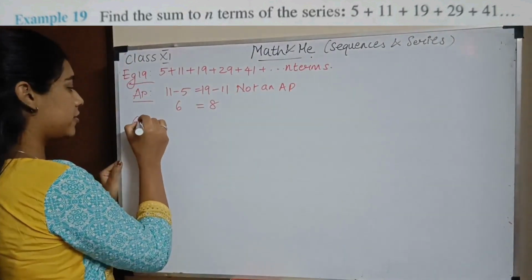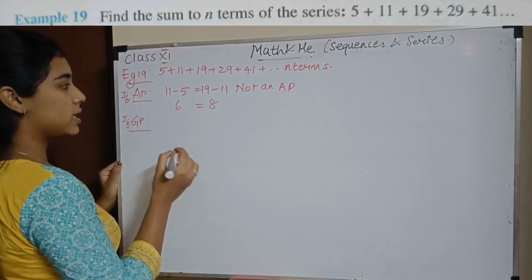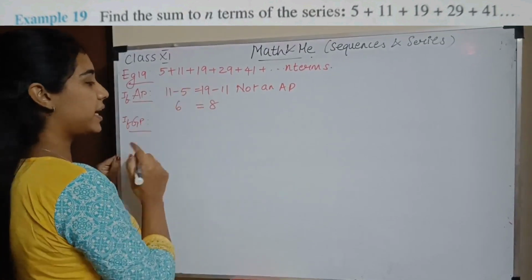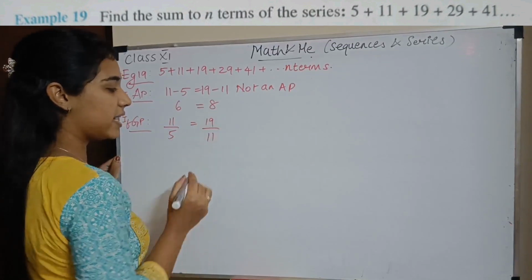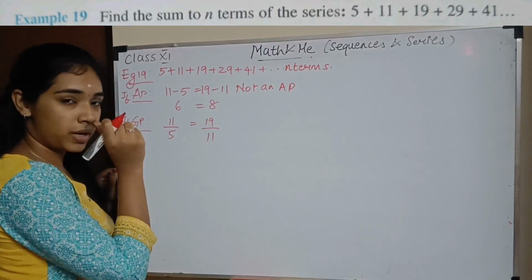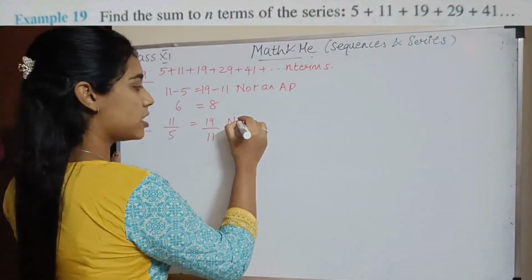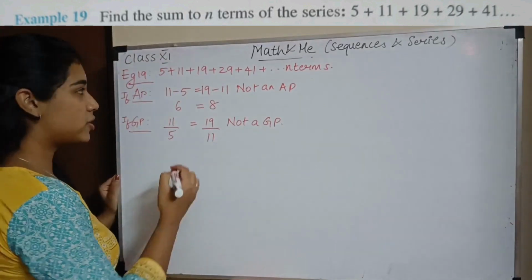So let's check if it's a GP. For a GP, A2 by A1 equals A3 by A2. So what do I have? 11 by 5 equals 19 by 11. Can this be simplified? No. So the common ratios are not equal. So this is not a GP. So how do you solve such questions? So there's a trick to solve this.